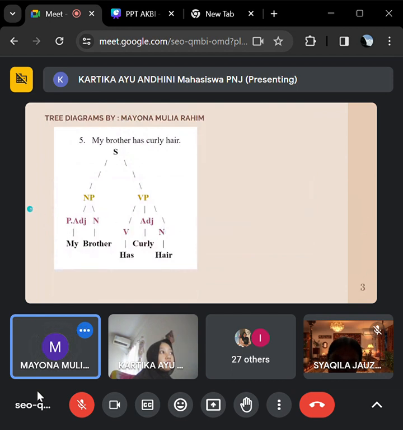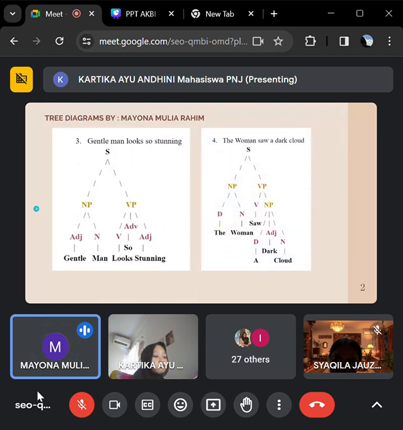The next, number three. The third sentence by Miss Gentleman: looks so stunning. There are also two phrases, namely noun phrase and verb phrase. In the noun phrase, there are adjective and noun. The word for adjective is gentle, and the word for noun is man. And in the verb phrase, there are verb and adjective. The word for verb is looks. The word for adverb is so, and the word for adjective is stunning.